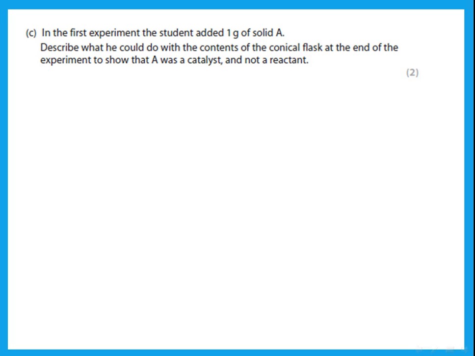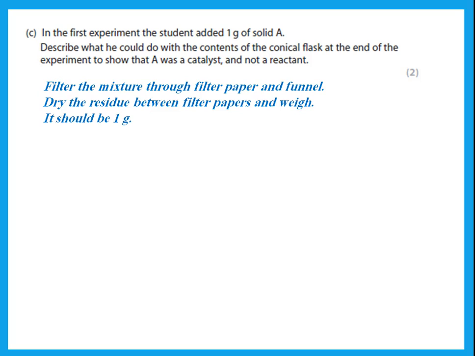Again, remember, what was the definition of catalyst? A catalyst is a substance that speeds up the reaction without being changed. And that means if I add 1 gram of the catalyst at the beginning of the reaction, at the end of the reaction, I should also have 1 gram. So if I want to prove that A was a catalyst, I measure the mass of the solid A at the beginning of the experiment, that's 1 gram. Now, after I finish the experiment, this is a solid in a solution, so I need to filter first through filter paper and funnel, dry the residue between filter papers, and weigh. It should still be 1 gram. It shouldn't change.